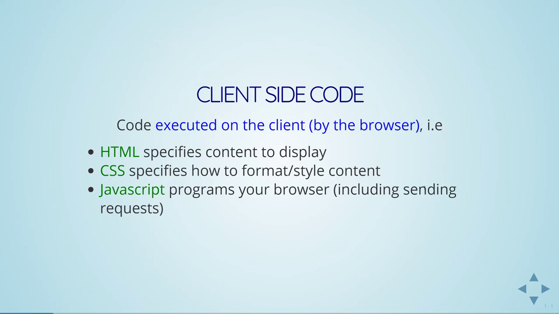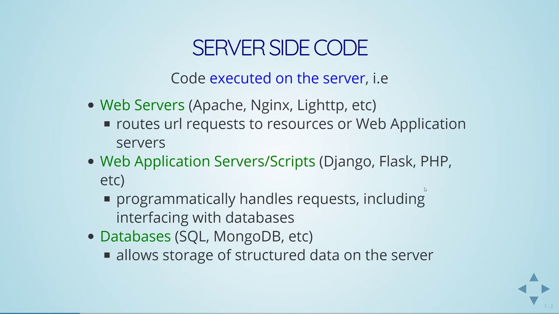So client-side code, we've been going over this all semester. Client-side code is code executed by the browser, okay? These are on the machines that you're generally using, made to be used directly by end users. For web code, this is going to be code executed by the browser. So this is going to include HTML, which is just how to specify content, CSS, how to specify the formatting for that content, and JavaScript, which is going to actually allow you to program your browser, including sending requests with a bit of an aid from jQuery to make things a bit easier for us.